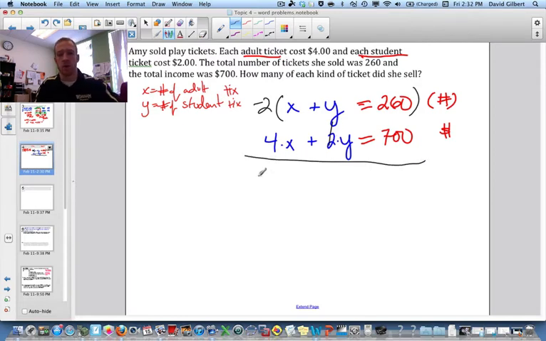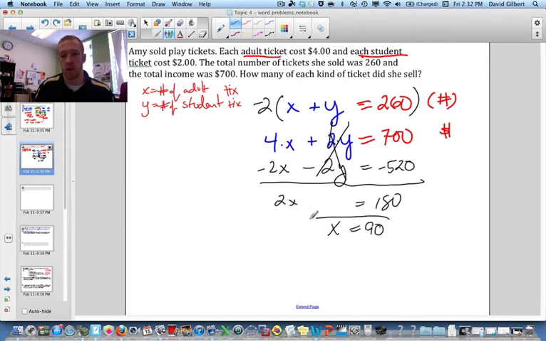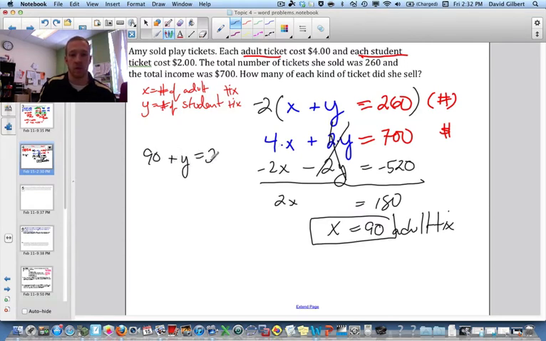So I got -2x minus 2y equals negative 2 times 260, which is negative 520. So this cancels. That gives me 2x equals 180, so x equals 90. So that should be 90 adult tickets. And then we have x plus y equals 260, so that's 90 plus y equals 260. Subtract 90 from each side, and we get y equals 170. And that's student tickets.